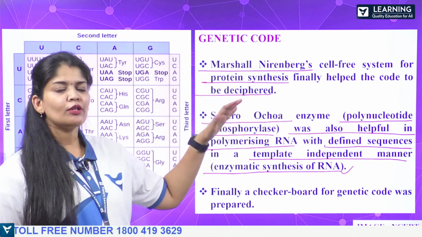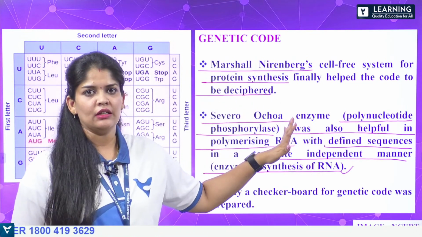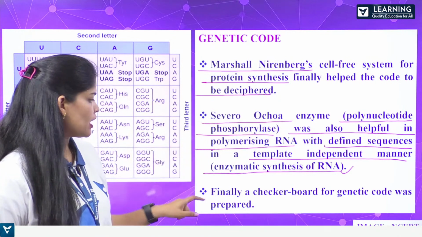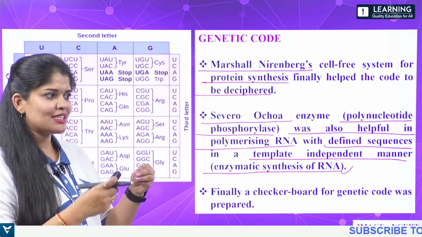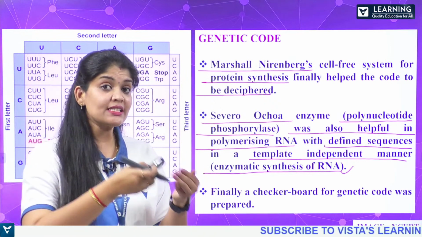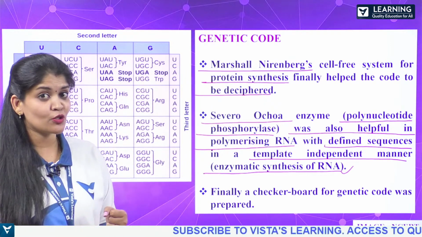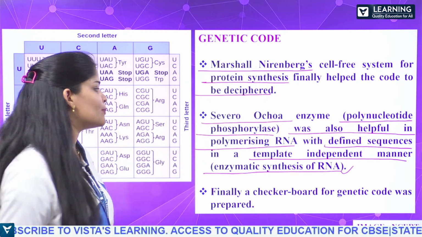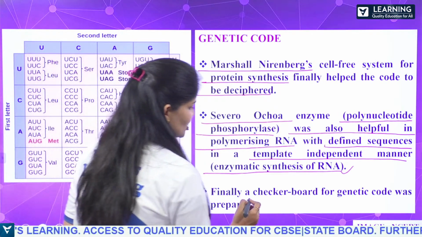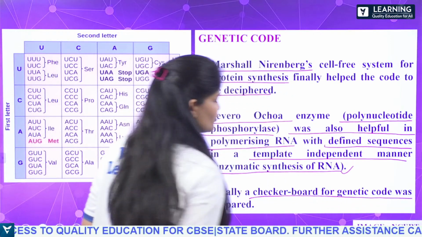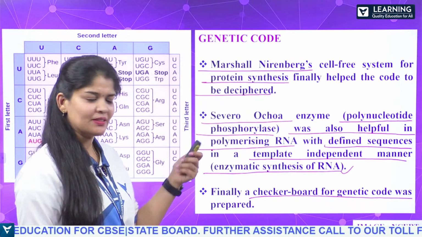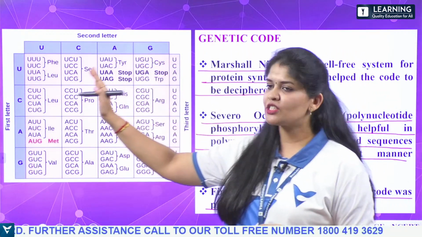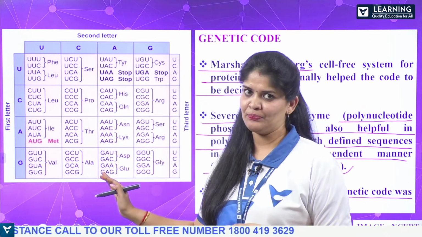Now, they could synthesize RNA, and the sequence of the RNA they know. Finally, by using the sequence of the RNA, they determined the sequence of the amino acids in the structure of the protein. By comparing that, they could finally construct the checkerboard of the genetic code, which is here. The finally prepared checkerboard of the genetic code is here.